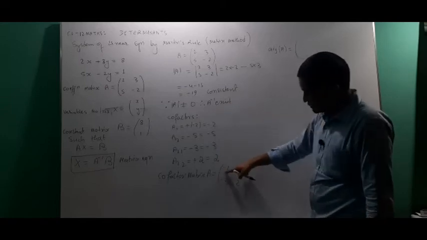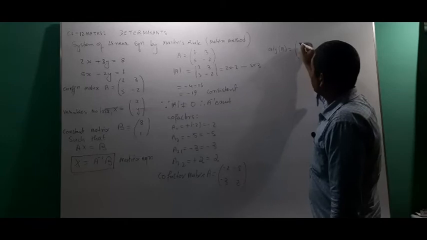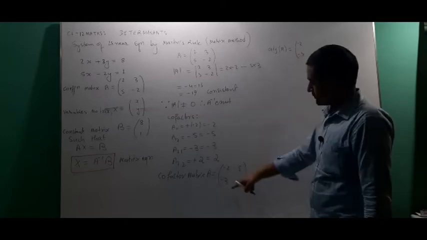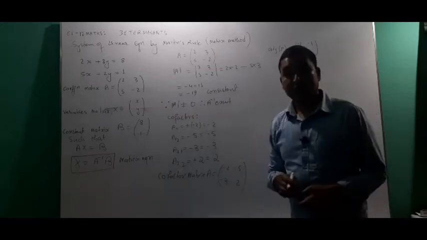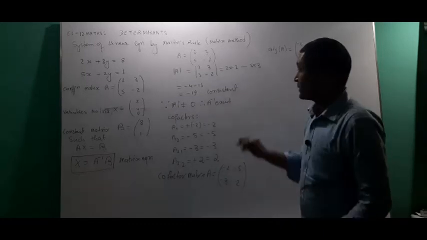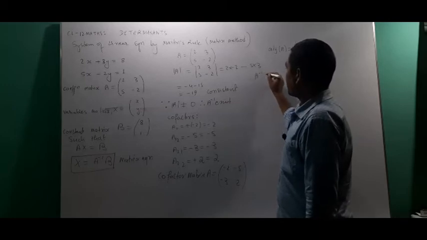I'm going to change row into column. Okay, row into column: minus 2, minus 5, minus 3, 2. Now use the inverse formula. What is the inverse formula? How to get the formula?